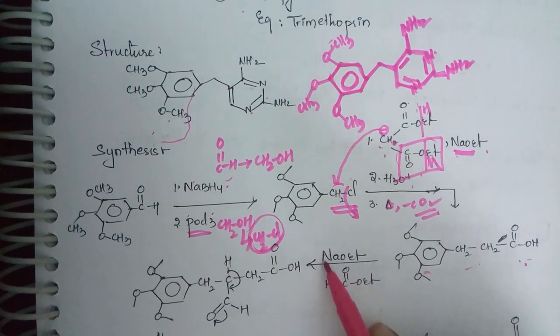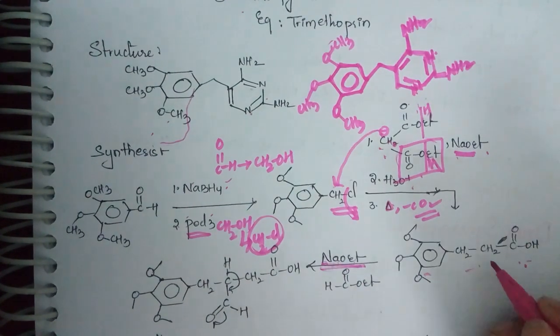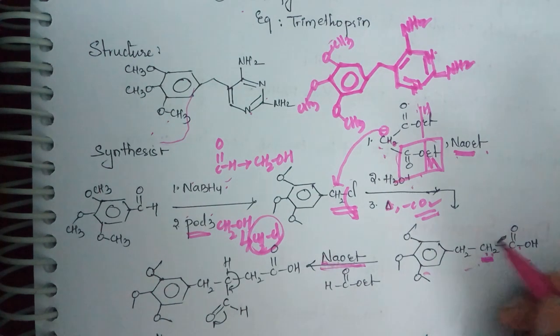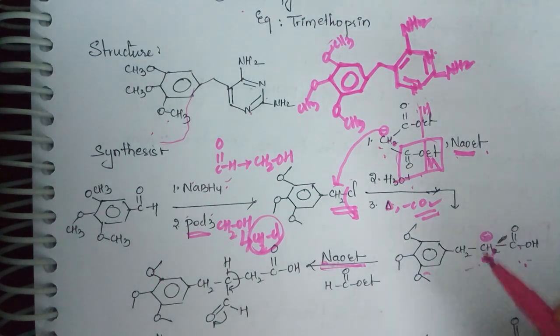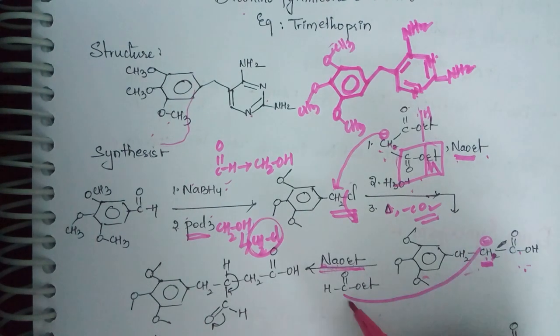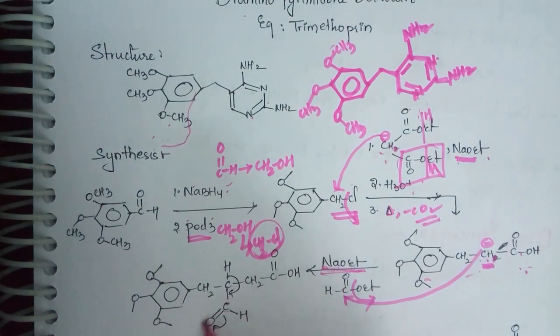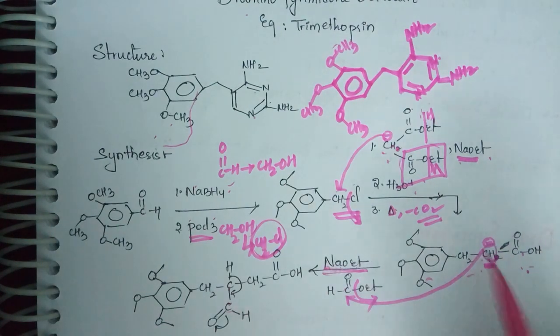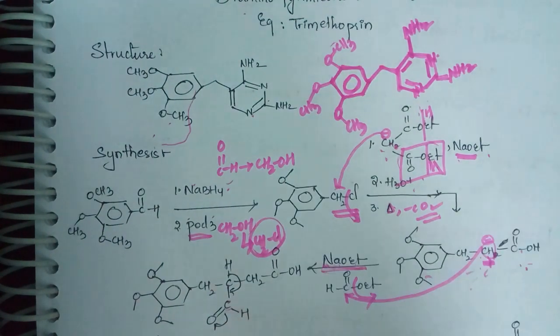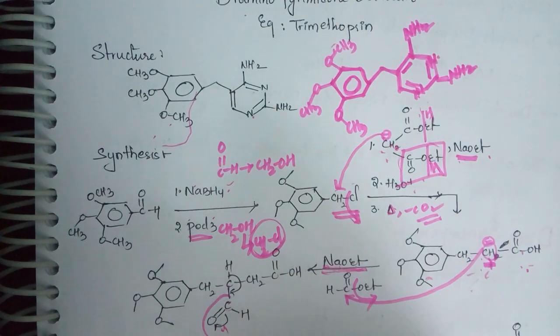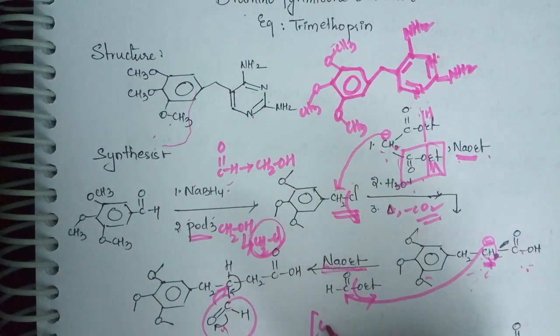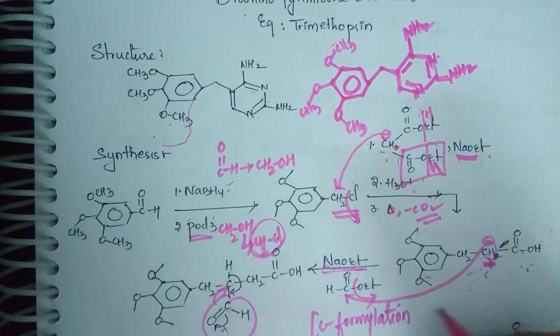Later I am treating with NaOEt. When I use this base, CH2 adjacent to acid will lose one of the hydrogens and this negative charge will come and attack on this carbonyl carbon and removal of OEt takes place. You will get CH, here you will have C double bond OH attached. Now this formyl group is attached on this carbon, so it is known as C-formylation reaction.